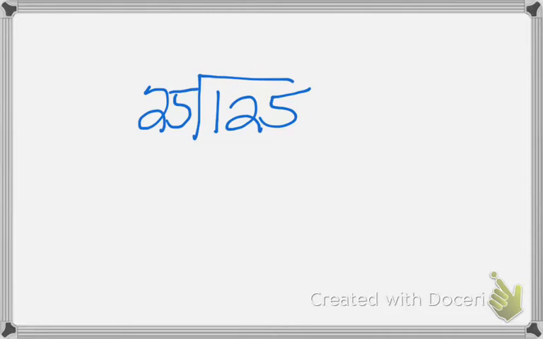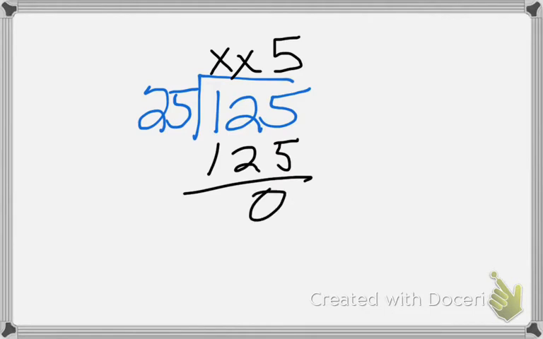Well, how many 25s are in it? We know it's not going to work on 1 or 12, but it will work on 125. How many times will 25 go into that? Well, 4 would make it 100, so we know it's going to be 5. 5 times 25 is 125, which leaves me with a 0 remainder.